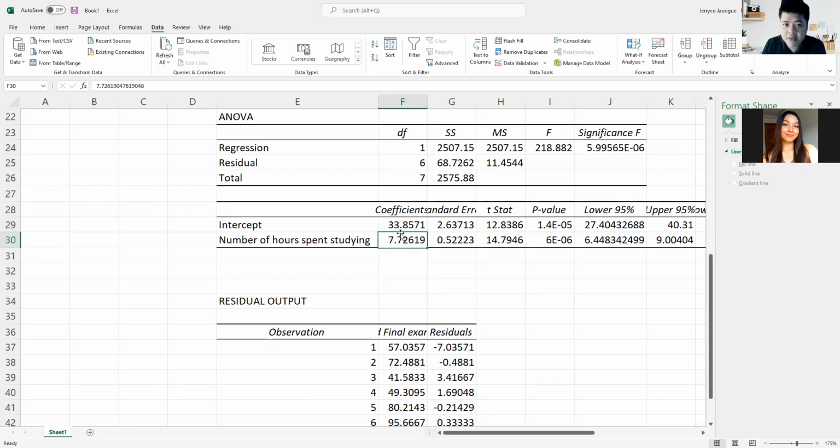Sabi ko kanina, may cases na tinitingnan pa kung significant ba yung mga values na yon. You can just look at this, t-values. Ito yung t-value natin, di ba? 14.7946. Tapos ito yung p-value. Since the p-values are very, very small, then you can say that those coefficients are actually significant.